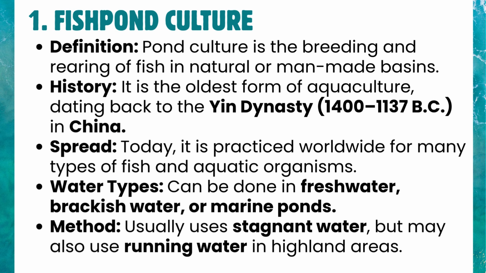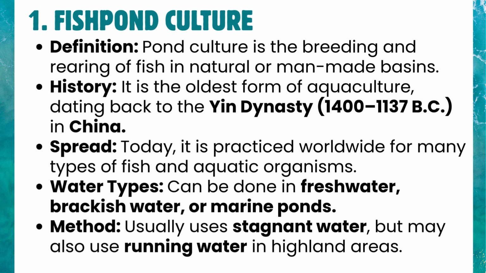Fishpond culture. Pond culture, or the breeding and rearing of fish in natural or artificial basins, is the earliest form of aquaculture with its origins dating back to the era of the Yin dynasty, 1400 to 1137 BC. Over the years, the practice has spread to almost all parts of the world and is used for a wide variety of culture organisms in freshwater, brackish water, and marine environments.